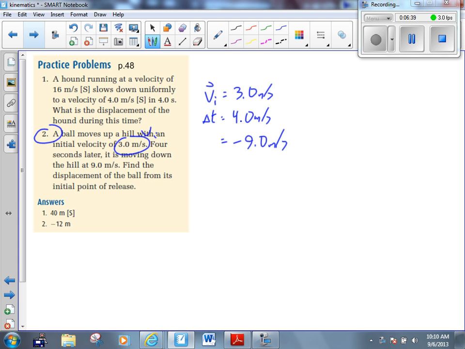Now, it doesn't matter whether we define up the hill as positive or down the hill as positive, but one of them has to be positive. If we define up as positive, then VI will be positive 3. If we define up as positive, then VF will be negative 9 because it's going down the hill. And we want to find the displacement there.